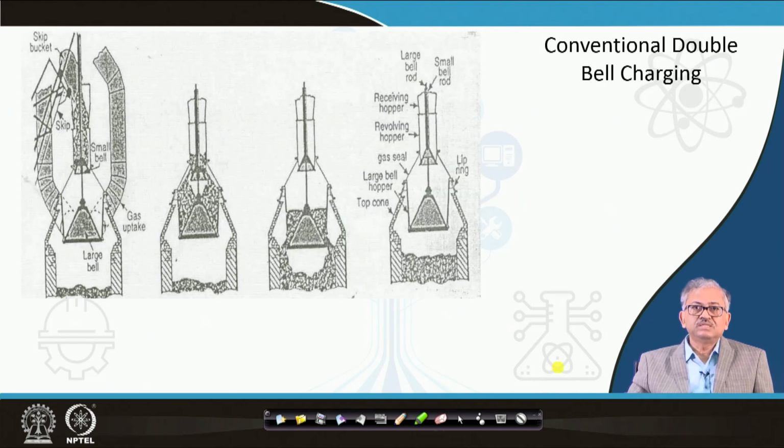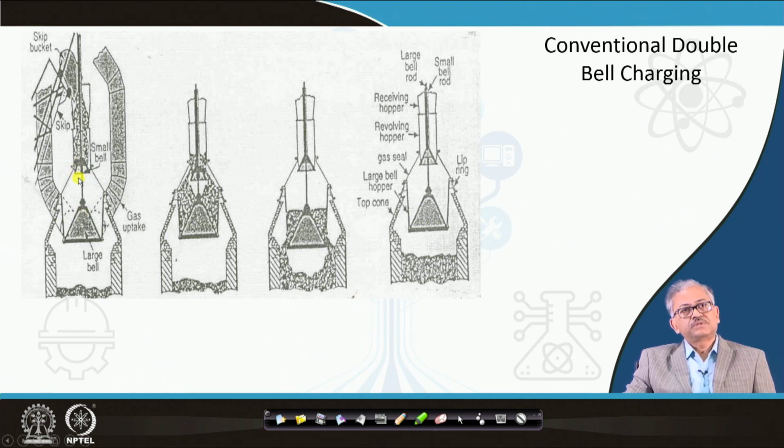Now, let us see what charging systems are in store for us. There are basically two charging systems. One is very conventional, called the double bell charging. You have two bells. One is called the upper bell, the small bell. This is comparatively small, you can find, and another bell is there. This is called the big bell, the lower bell, which is comparatively bigger, and you can independently control the movement of the lower and the upper bell, right.